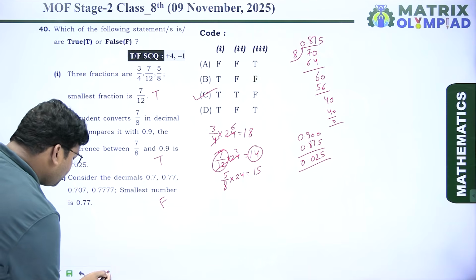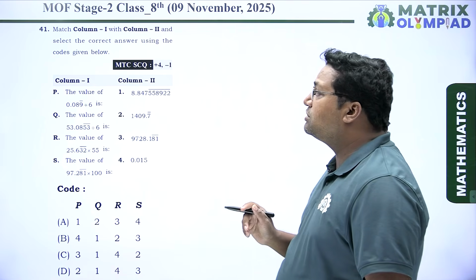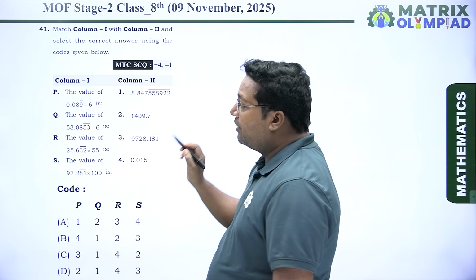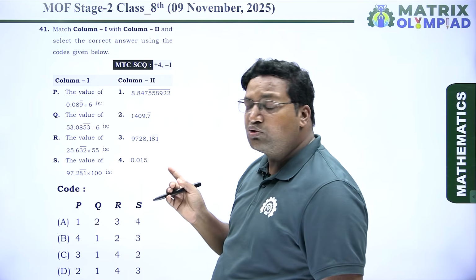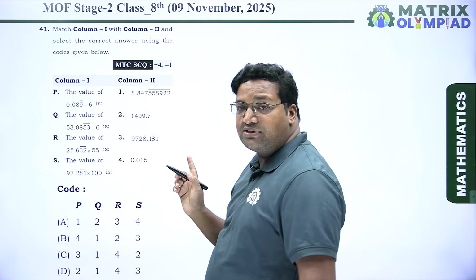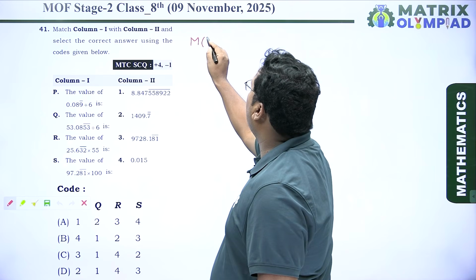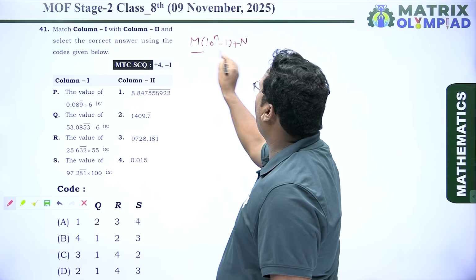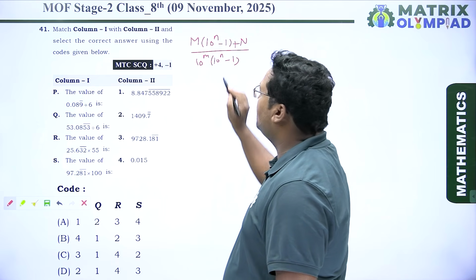Now coming to the next question. Match column 1 with column 2 and select the correct answer using the codes given below. First is 0.089 bar divided by 6. Here all the numbers you can see are non-terminating repeating numbers. So first of all we have to convert these numbers into rational numbers. For this we have to apply one formula here. That formula is m into 10 to the power n minus 1 plus N upon 10 to the power m into 10 to the power n minus 1.